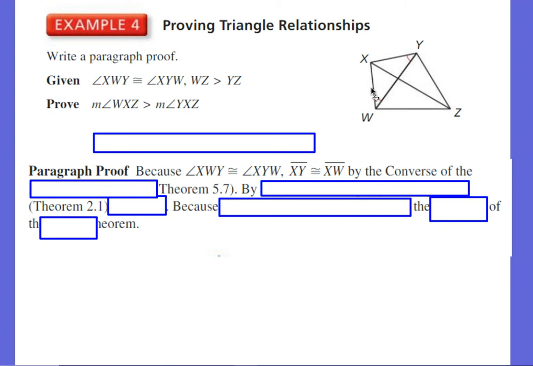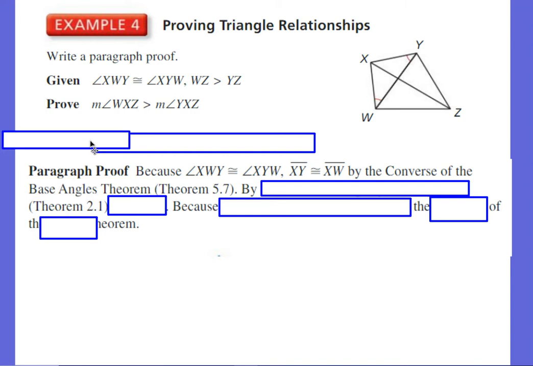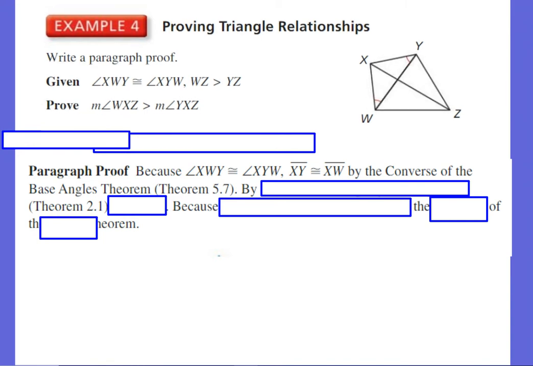Think back to a couple sections. What kind of triangle, basically, did this XYW end up becoming? Well, that's an isosceles triangle. That's the converse of the base angles theorem. Okay, so now I can make the statement that XY is congruent to XW. All right, this is good news.